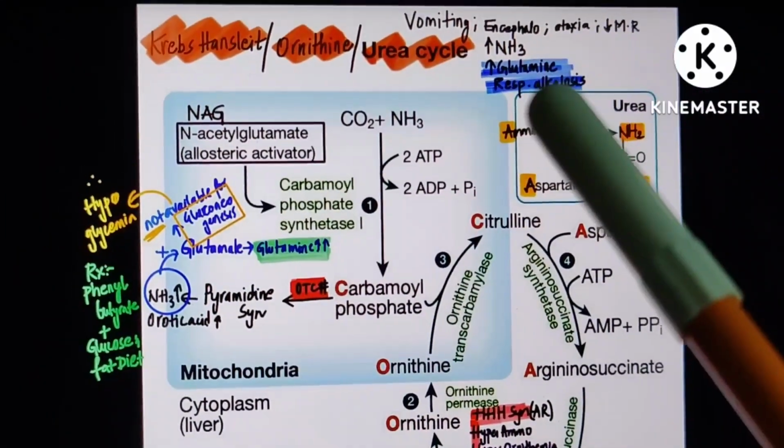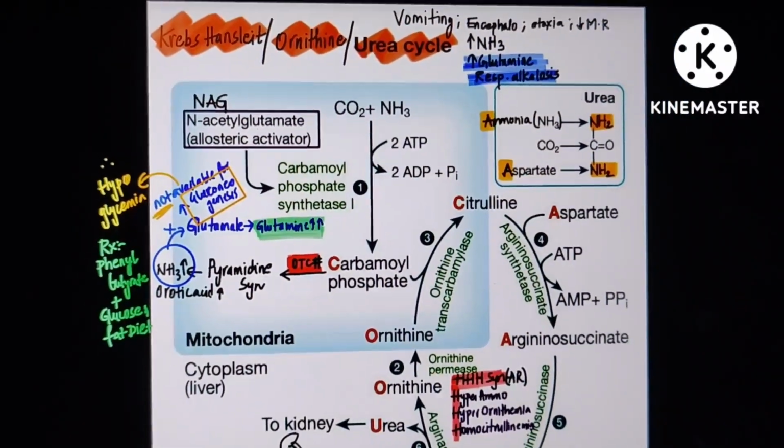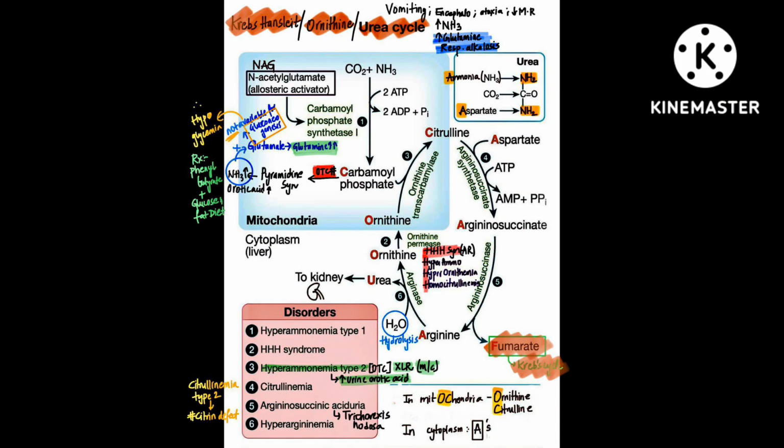Almost all of them present with the features like vomiting, encephalopathy, ataxia, mental retardation and increased levels of ammonia, increased levels of glutamine, because all the ammonia is incorporated into glutamate, so glutamine levels increase. So every disorder presents with the same symptoms more or less. So this is all about urea cycle that you need to know.